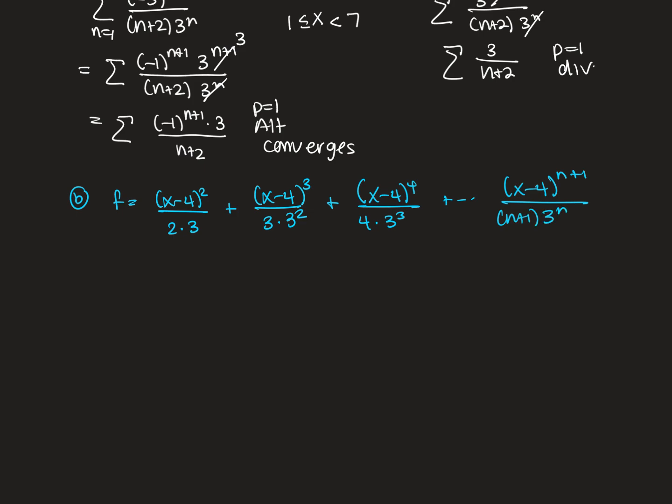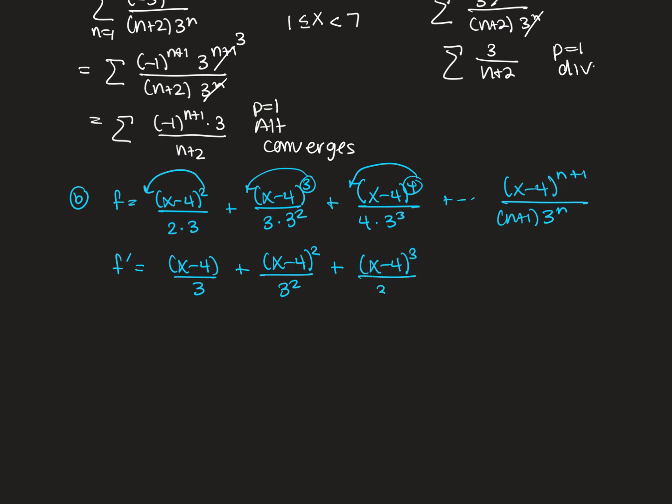So that's your f. So all we have to do is differentiate this now. When I bring this 2 down in front, the 2's will cancel. So we have (x - 4) over 3. Same thing, when I bring this 3 down, taking my derivative, the 3's cancel. So (x - 4)^2 divided by 3^2. Again, same pattern. As I bring this down, our 4's cancel. So (x - 4)^3 over 3^3. And same thing with this one. As we bring the n + 1 down, the n + 1's cancel. We have (x - 4)^n.